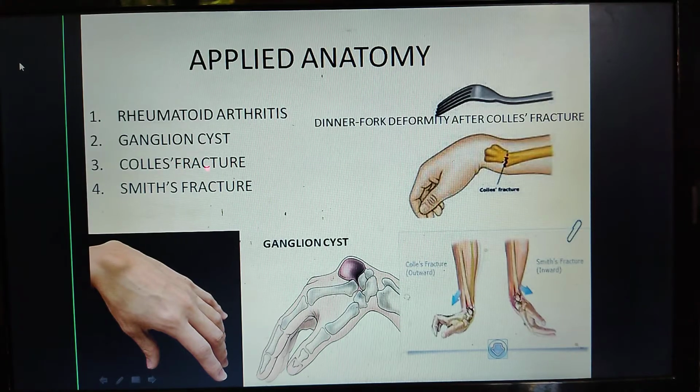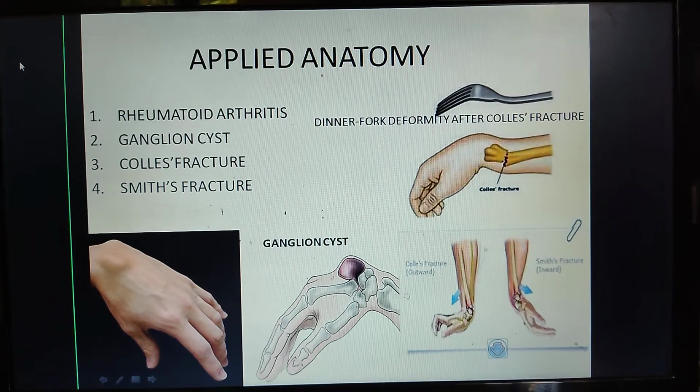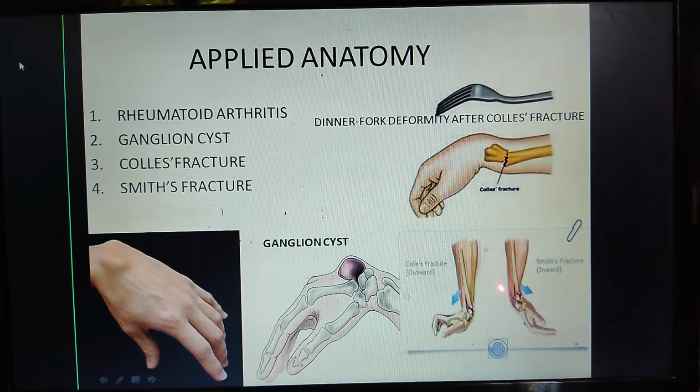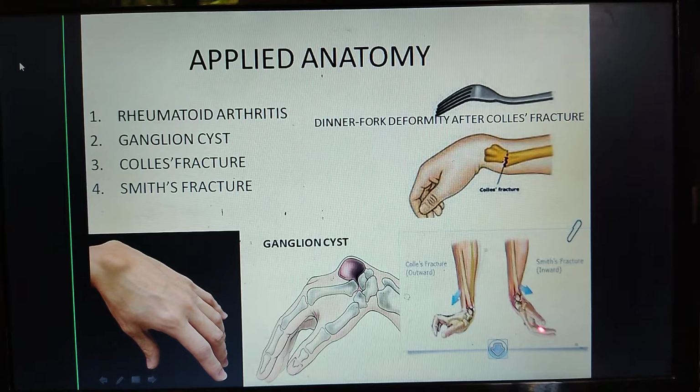Now we come to two important fractures that cause deformity of the wrist joint. They are the Colles fracture and the Smith's fracture. Both of these fractures are actually fractures of the lower end of the radius. Colles fracture occurs when a person falls in this way with an outstretched hand, and Smith's fracture occurs when the person falls with the wrist joint in a flexed position.